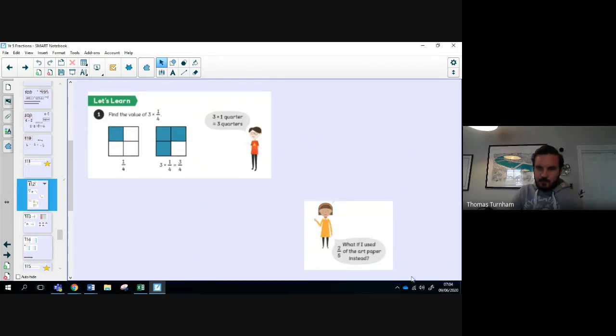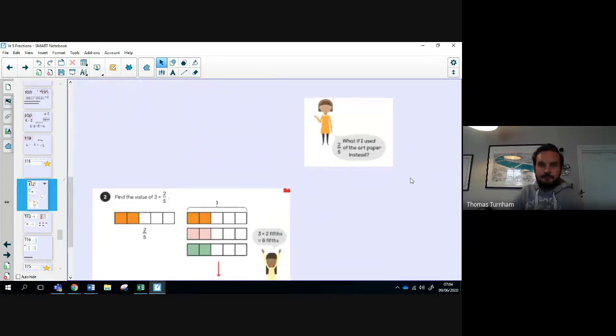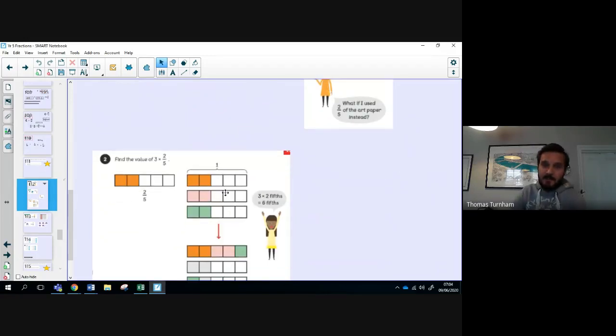Now, our friend here says, what if she'd used 2/5 of the art paper instead of 1/4? What would the number sentence be there? 2/5 times 3. Well, it'd be exactly the same thing. We'd have our 2/5, but we'd have 3 of them. And then how many sets of 2/5 would we have? We'd have 1, 2, 3, 4, 5, 6. We'd have 6/5. Remember, the size of that square is a fifth.